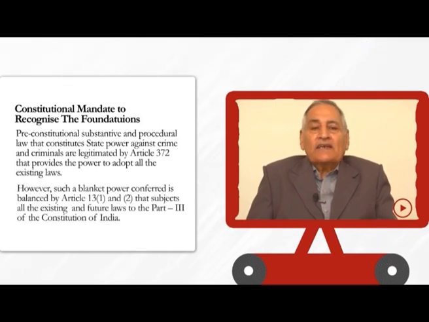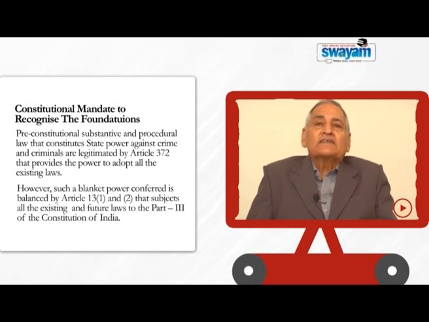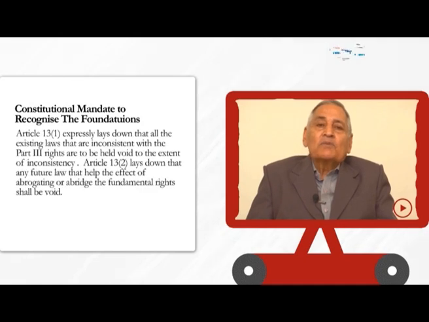However, such a blanket power conferred is balanced by Article 13, Clauses 1 and 2. Article 13, Clause 1 says that all the existing laws should be consistent with the fundamental rights, that is Part 3 of the Constitution, and the laws will be void to the extent of any inconsistency with Part 3. Similarly, 13(2) says that all future laws shall have to be consistent with fundamental rights, and if they abridge or abrogate a fundamental right, they would be void from the beginning.